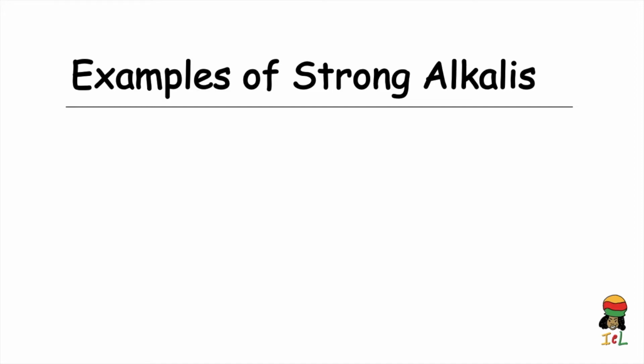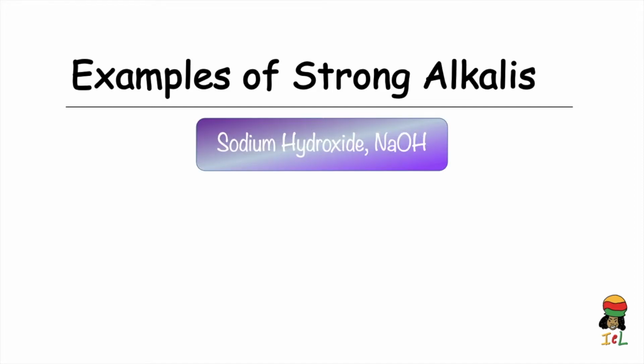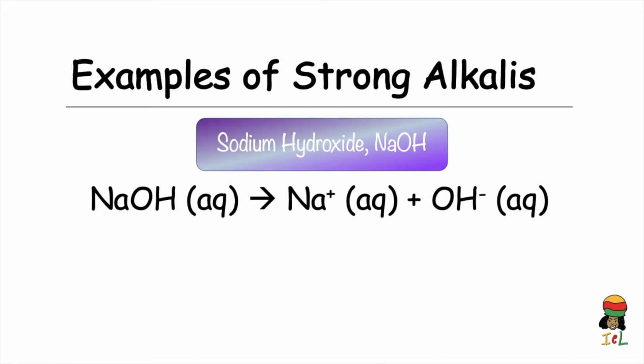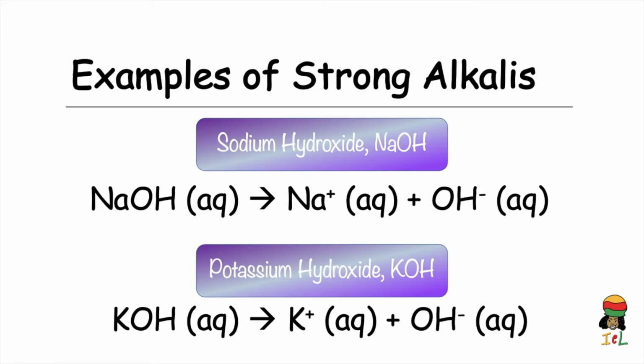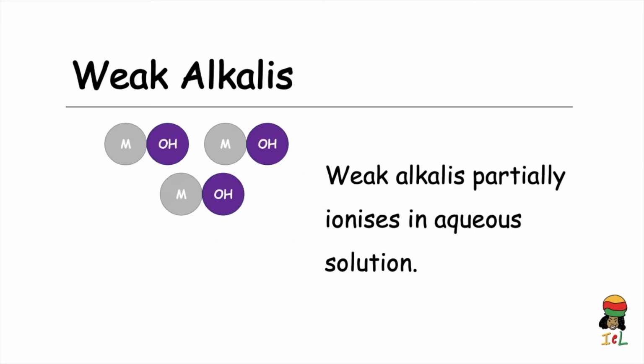Examples of strong alkalis include sodium hydroxide, chemical formula NaOH. Each molecule of sodium hydroxide in solution will ionize to release one sodium ion, Na+, and one hydroxide ion, OH-. Next is potassium hydroxide, chemical formula KOH, which ionizes to release one potassium ion, K+, and one hydroxide ion, OH-. Like weak acids, weak alkalis partially ionize or dissociate when dissolved in water.